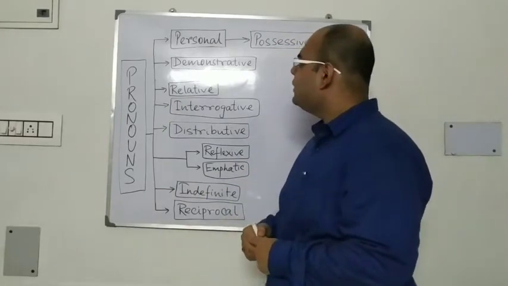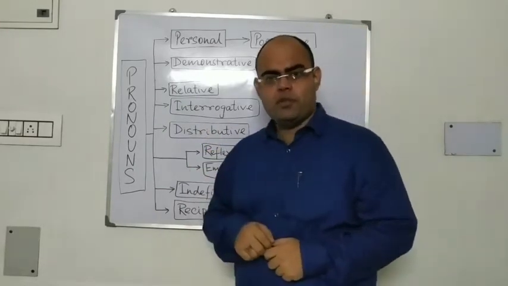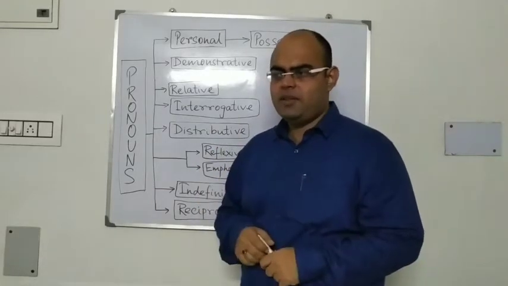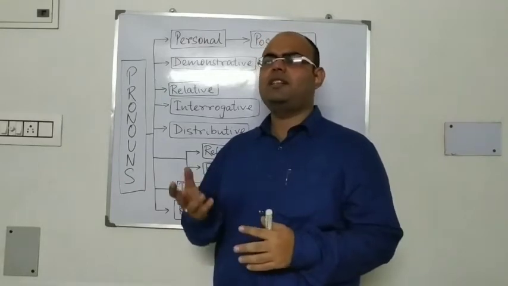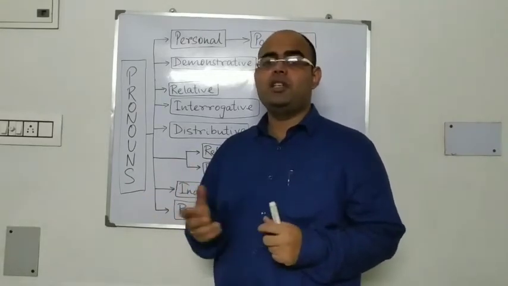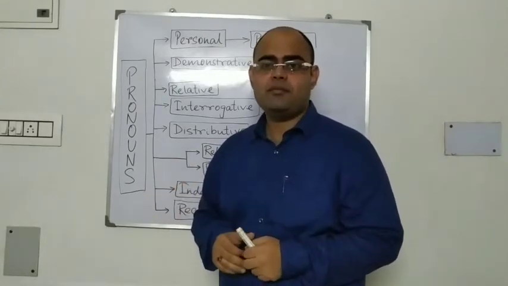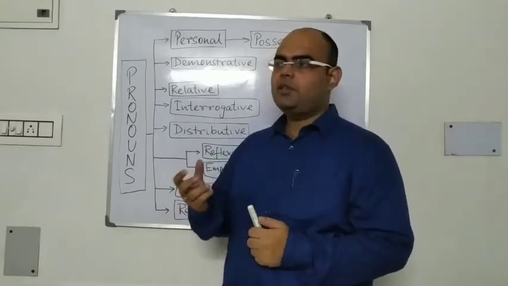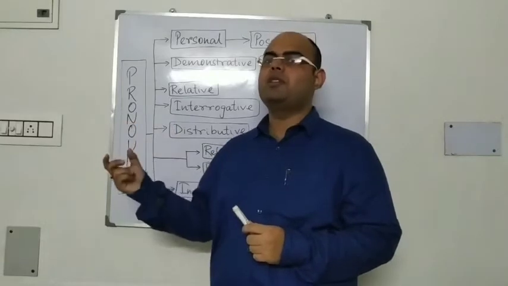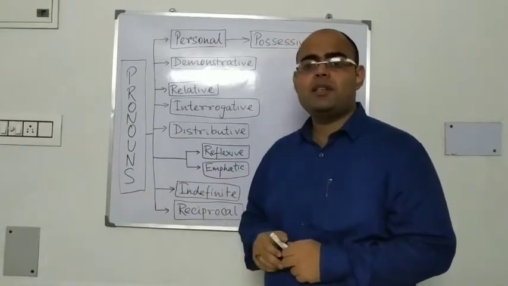Now, suppose, let me give you one example. Ram is an honest man. Ram is a noun. In the next sentence, if we just change it, he is an honest man. So he is placed in place of Ram. So this he is referring to a person. That is why this is called a personal pronoun.